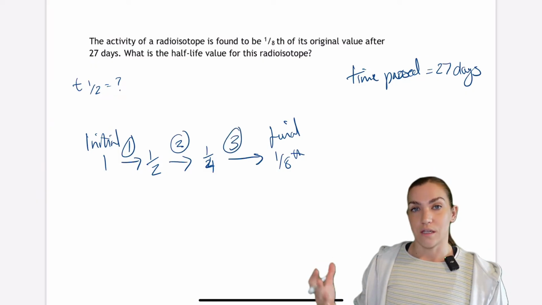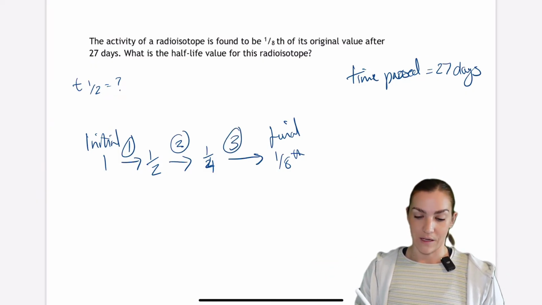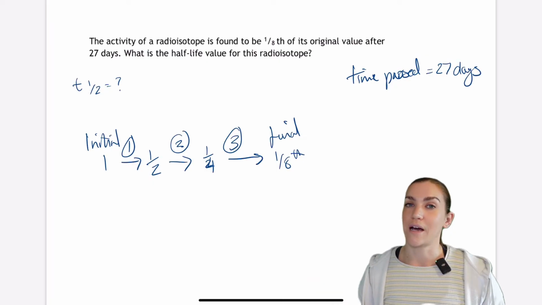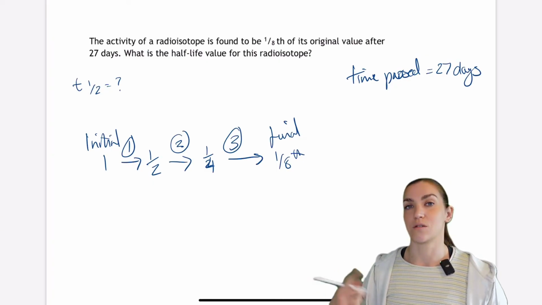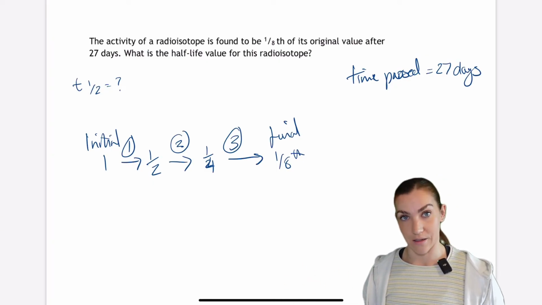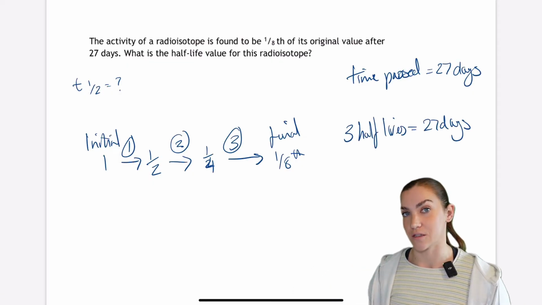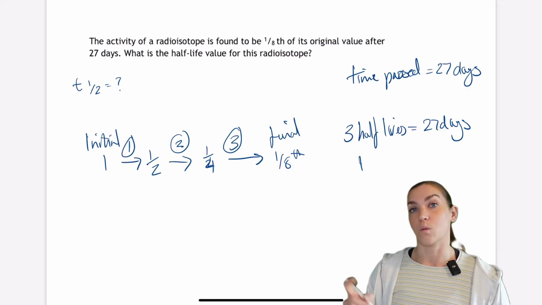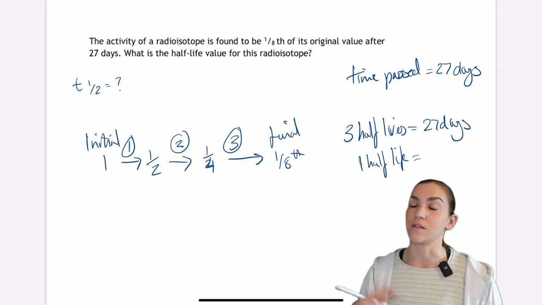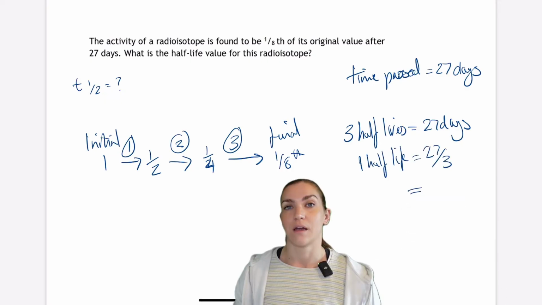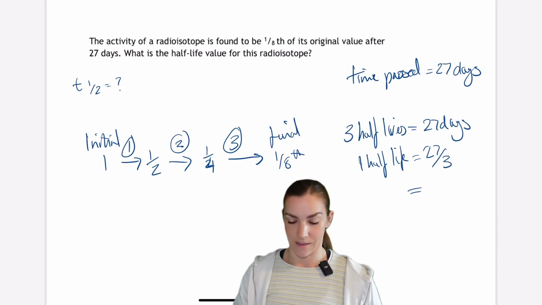So this time we know that there's been 3 half-lives. We know those 3 half-lives have taken 27 days because 27 days have passed. So 3 half-lives are 27 days long. So then 1 half-life would just be the 27 divided by 3. And that would give us 9 days.